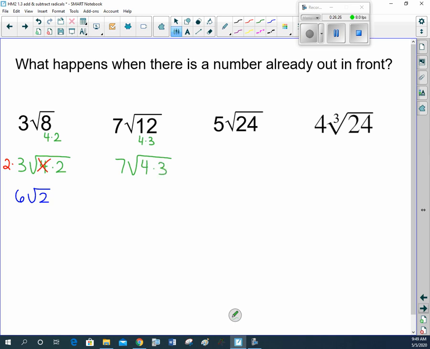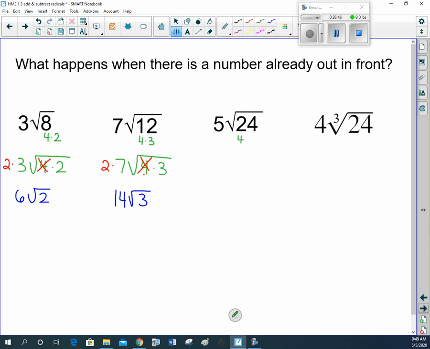Okay, what's the square root of 4? It's 2. So I'm going to bring the 2 out and multiply it by what's out in front. And so 2 times 7 is 14. So you get 14 square root of 3. Okay, 24. I'm going to do 4 times 6.